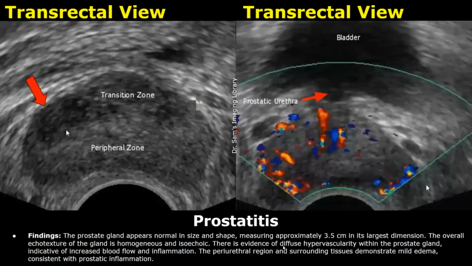There is evidence of diffuse hypervascularity within the prostate gland, indicative of increased blood flow and inflammation. The periurethral region and surrounding tissues demonstrate mild edema consistent with prostatic inflammation.